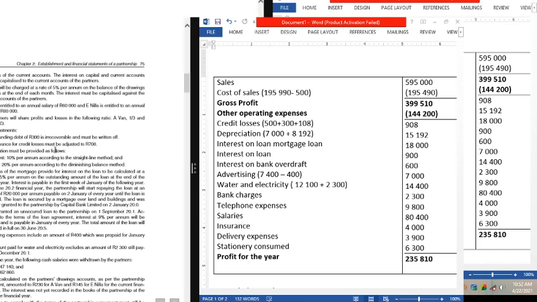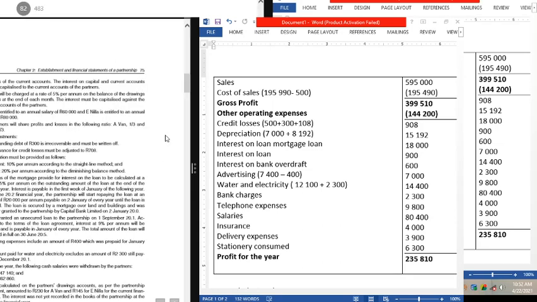The first adjustment says an outstanding debt of 300 is irrecoverable and must be written off. So we have a credit loss or a bad debt. There's a customer who bought on credit and is now unable to pay, so we must write that person off as irrecoverable. That is an expense to us. It increases our credit losses. Let's go back to our trial balance.